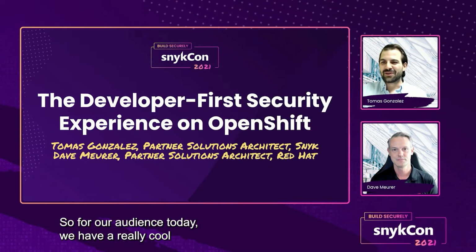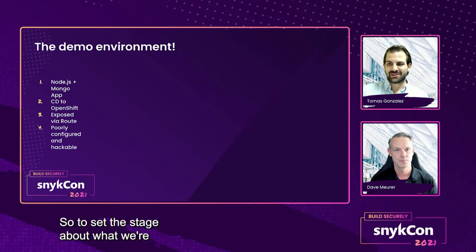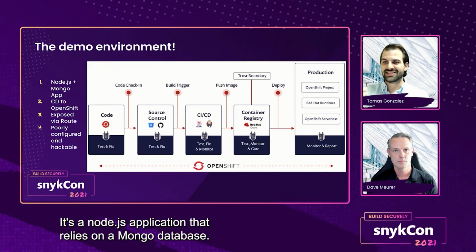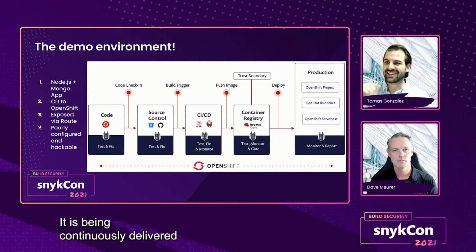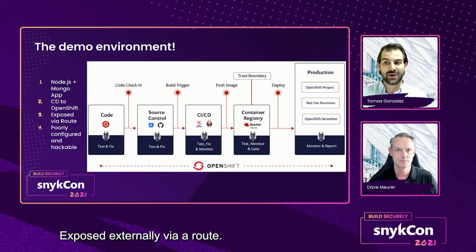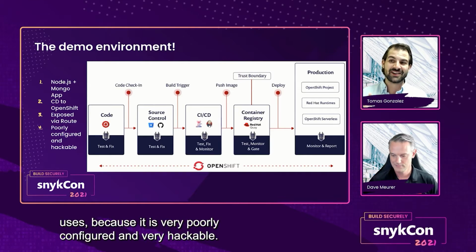Thank you, Dave. So for our audience today, we have a really cool demonstration set up. To set the stage about what we're going to be showing you today, we have a sample application. It's a Node.js application that relies on a Mongo database. It is being continuously delivered from the GitHub repository where it's hosted into OpenShift, exposed externally via a route. And we do not recommend running this application in production because it is very poorly configured and very hackable.